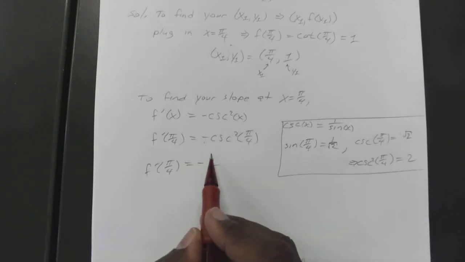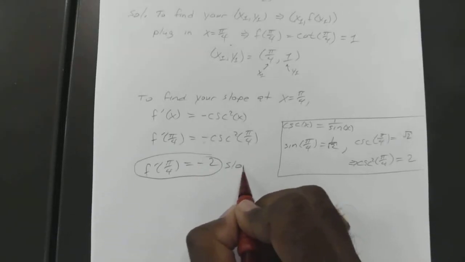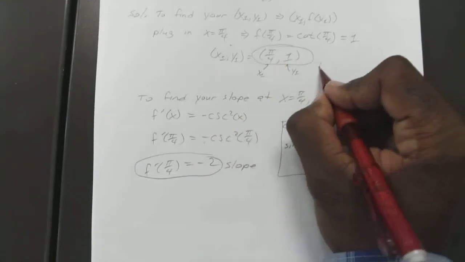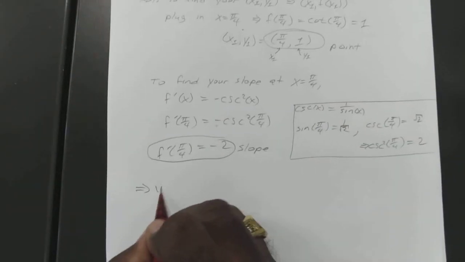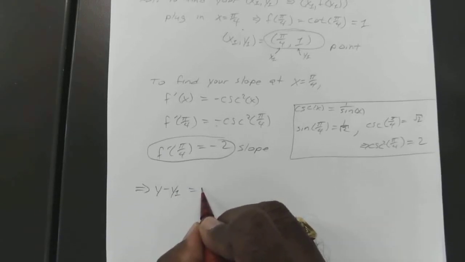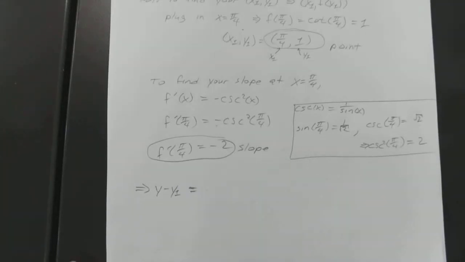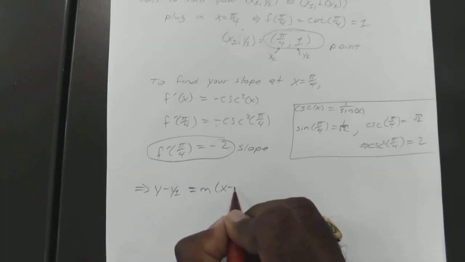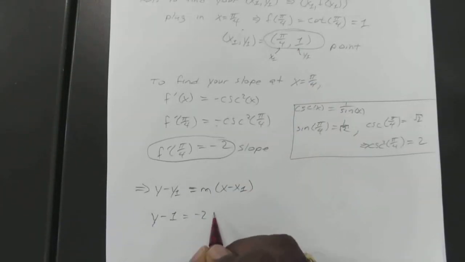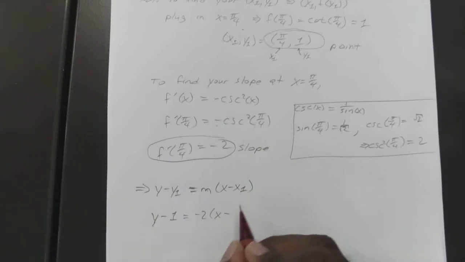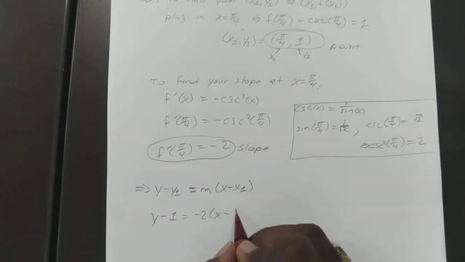All right, so we have our slope, and we have our point. Okay, so we just plug it in. Y minus y1 is equal to our slope. You can put m here, or you can put f prime of a, whichever one. I just put that just because it's familiar. Okay, so that's y minus your y1, which is 1, equals your slope times x minus x1, so x minus pi over 4.